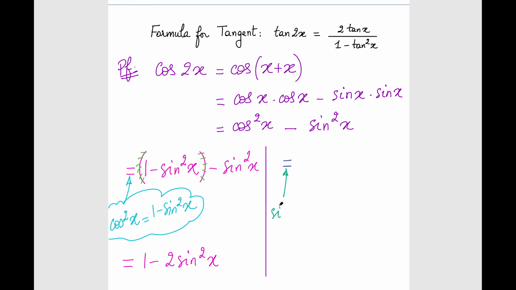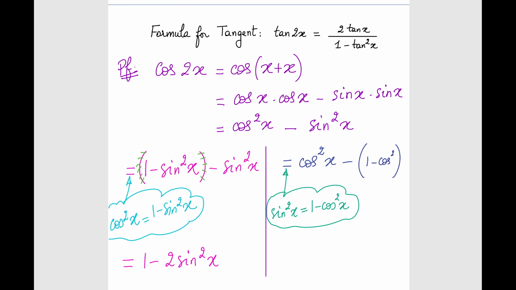This is because sine squared x is equal to 1 minus cosine squared x, right? So what I'm going to get is that this is equal to cosine squared x minus, so instead of sine squared, I'm going to replace it by 1 minus cosine squared. And where does this formula come from? This is the Pythagorean identity. This is the same thing as this. Okay, they're the same. So sine squared of x is 1 minus cosine squared of x.